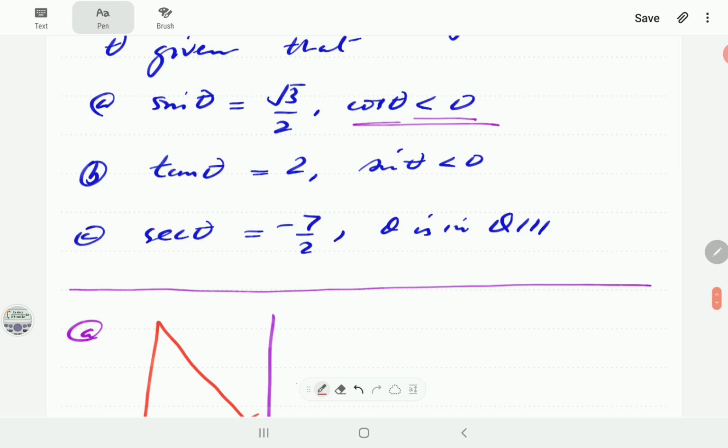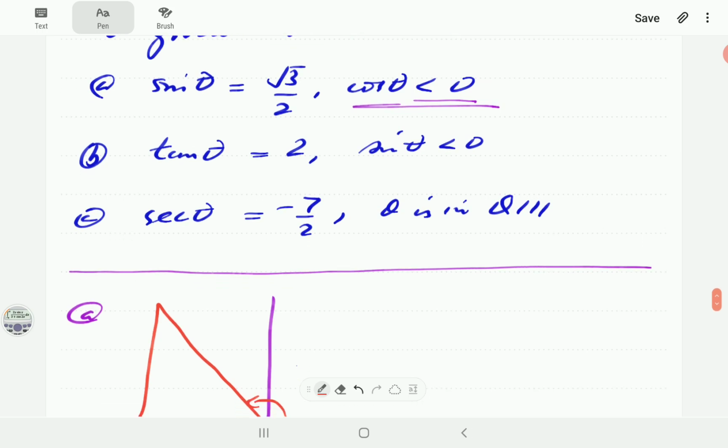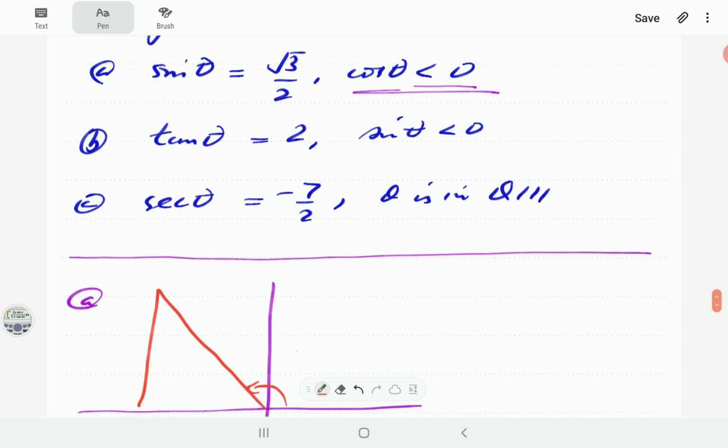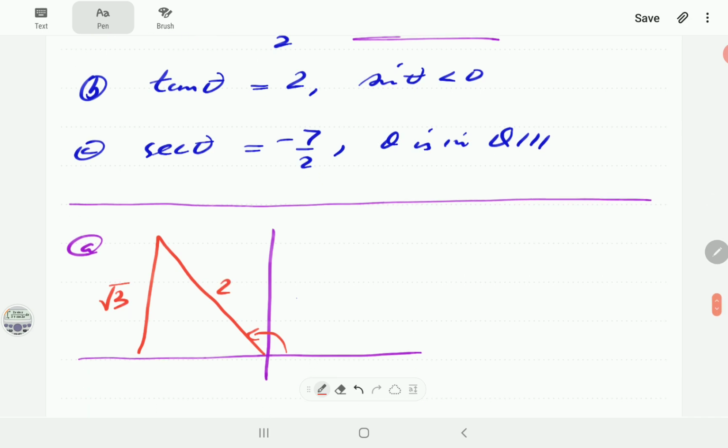Then sine theta is root 3 over 2. We know that sine is opposite over hypotenuse. So that means we can put root 3 here opposite and put 2 here. So all we need to find is this length, which is x.